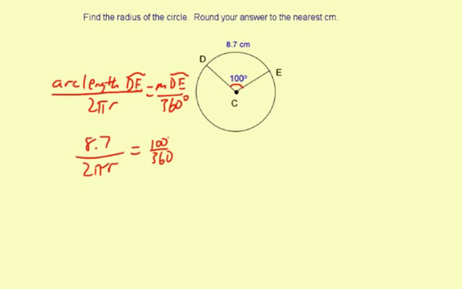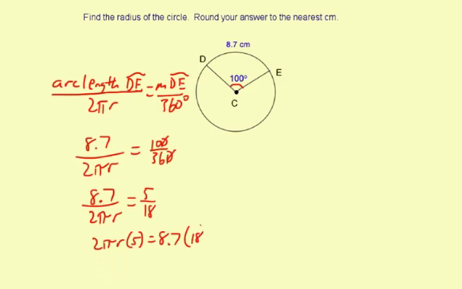So let's reduce this down. I know the zeros can reduce out, so we have 10 to 36, but that can also reduce by another 2. So let me rewrite the whole thing. 8.7 divided by 2 pi r equals 10 to 36 reduced by 2 is 5 to 18. So now we need to cross multiply, and we're going to end up solving for r. So we're going to get 2 pi r times 5 equals 8.7 times 18.